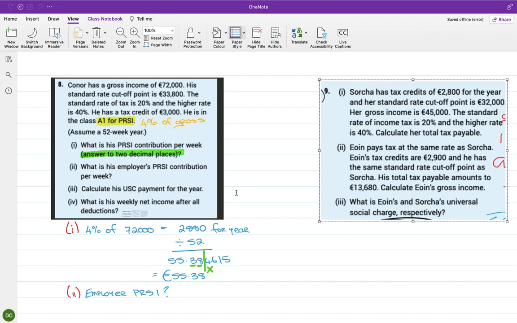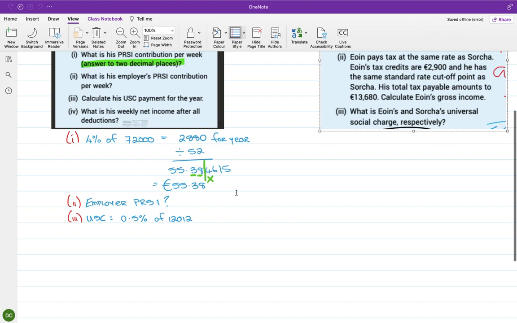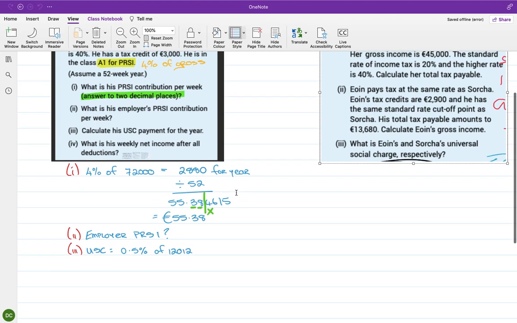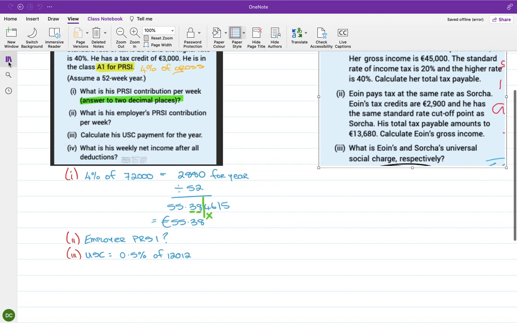Calculate his USC payment for the year. So again, for USC, you need the data like what I gave you when we were in class. So I can't even remember. Is it 0.5% of 12,012? Yeah, whatever the rest of them are, I don't even know.